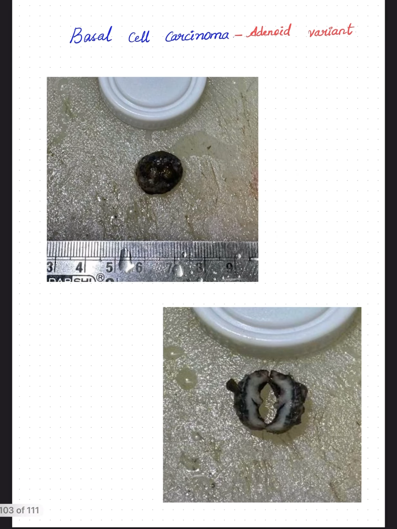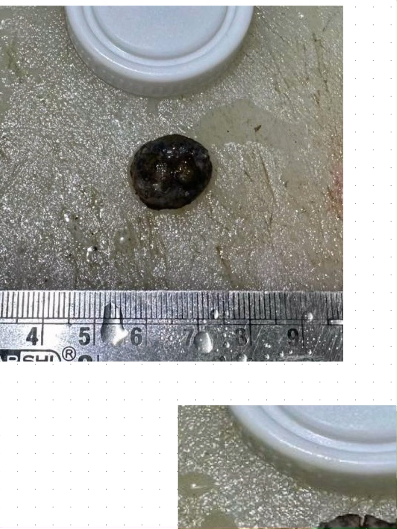This lesion was excised and sent to the histopathology department in a formalin container. It was measuring 1.5 into 1.5 into 0.8 centimeters. Externally, it is gray-brown in color and the surface is nodular.